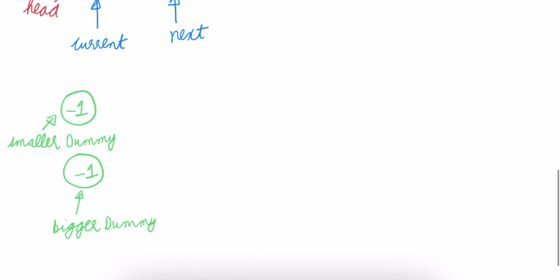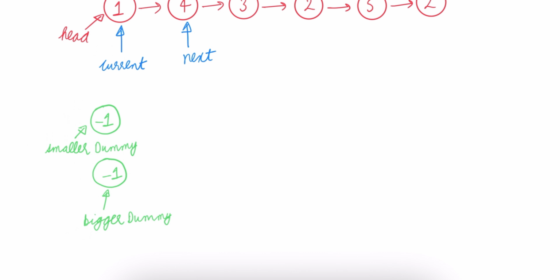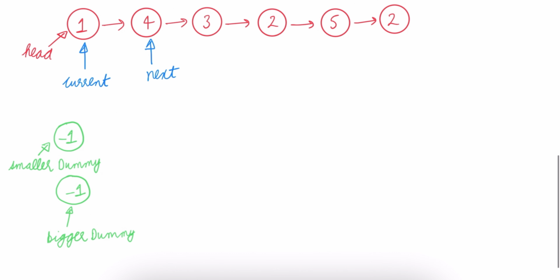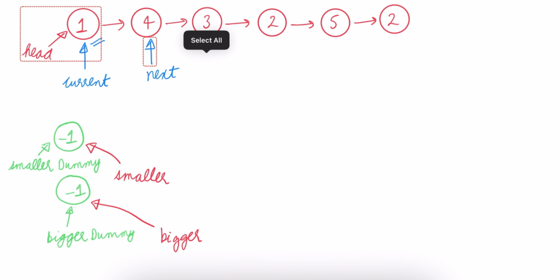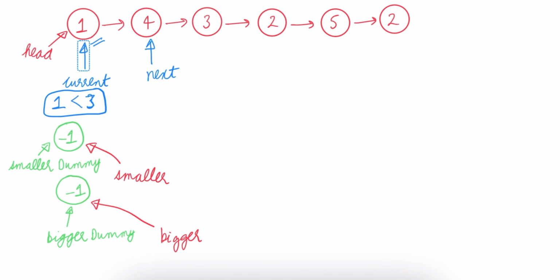And when I'm iterating over my original linked list, I'll also have to iterate over the smaller and bigger lists. So I can assign my smaller dummy to another variable, let's call it smaller, and another variable, let's call it bigger. Initially, when iterating over my original linked list, I am at node 1. Its value 1 is less than 3, so this node is going to go in my smaller list.